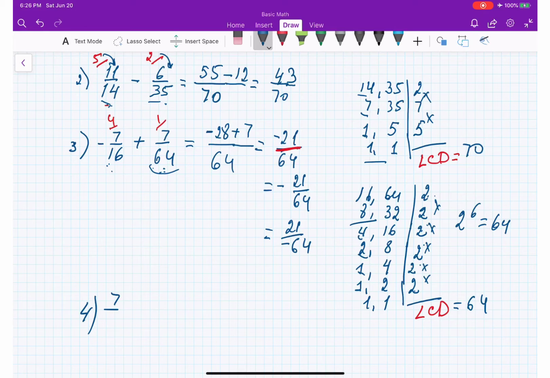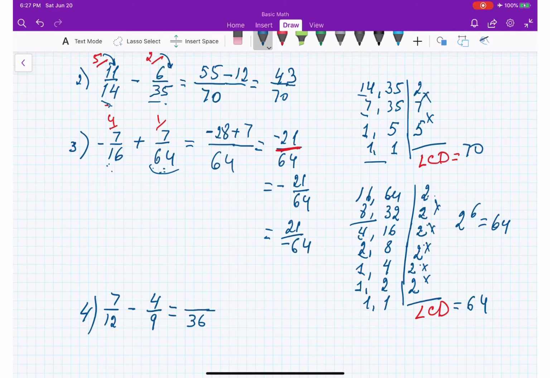7 over 12 minus 4 over 9. So 12 and 9, if you look for the LCD, least common denominator, it's going to be 36.